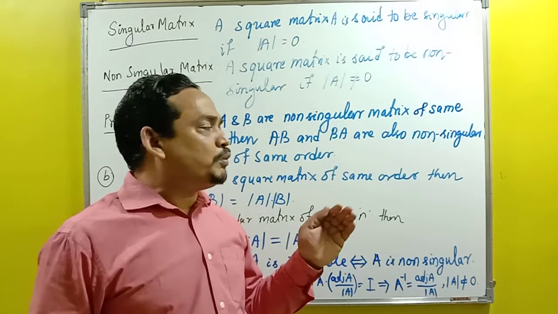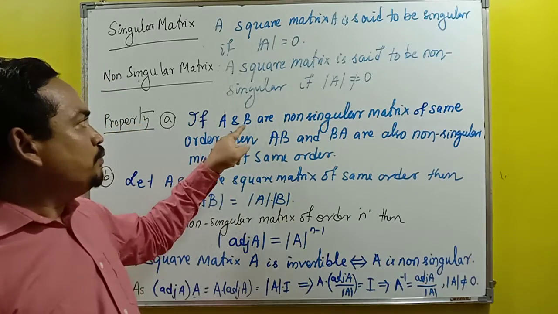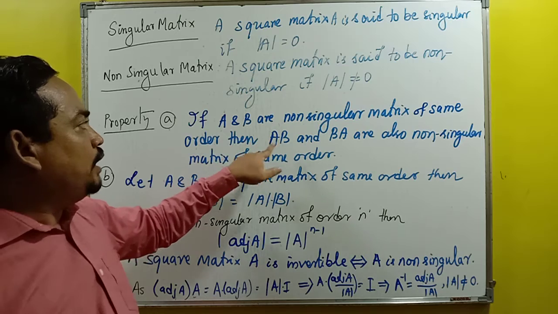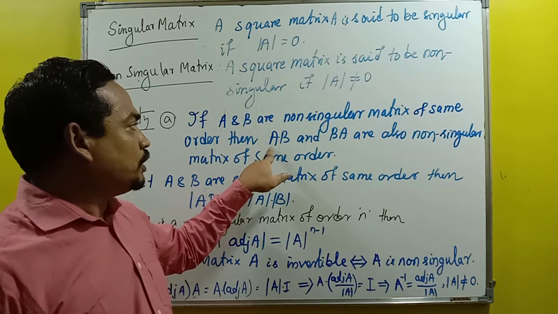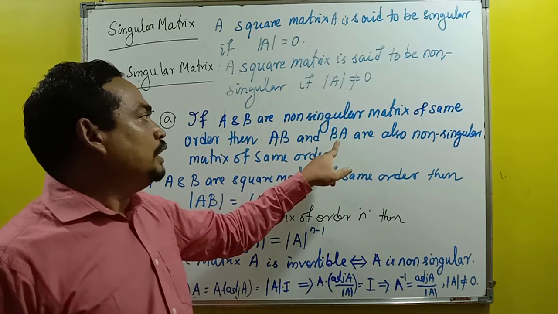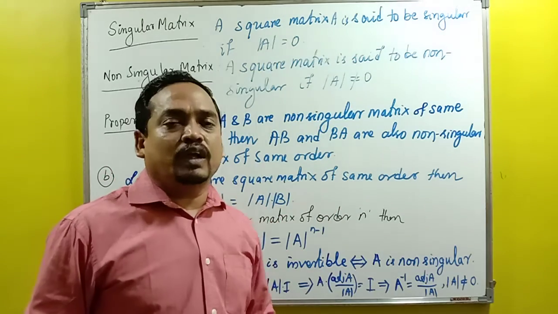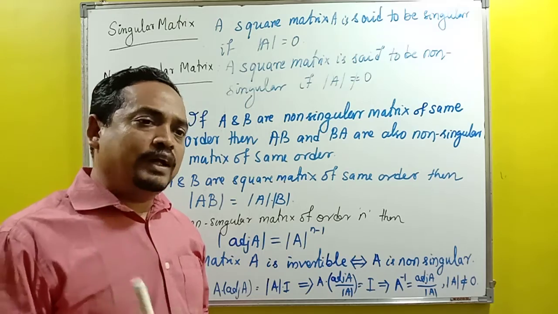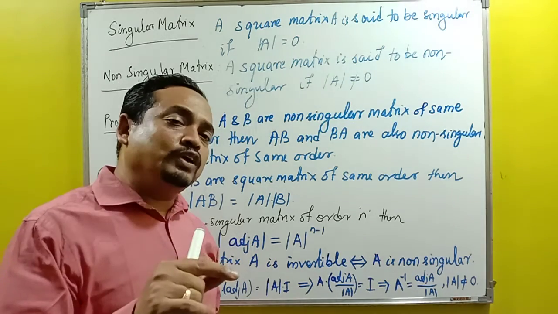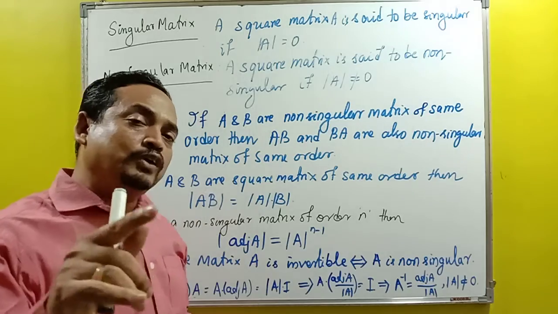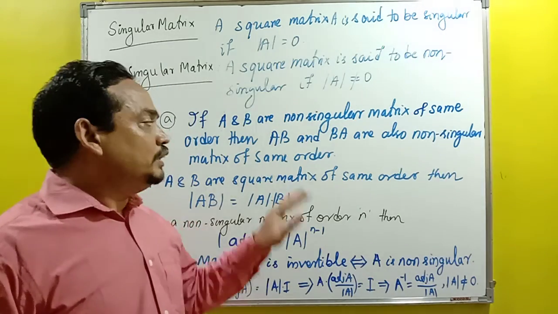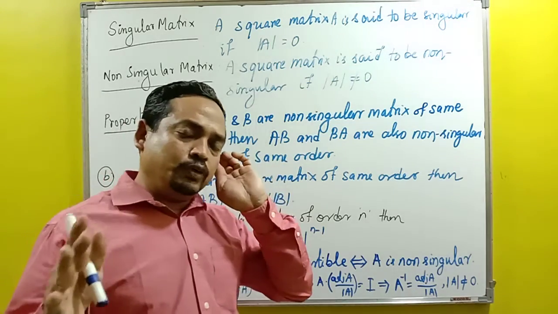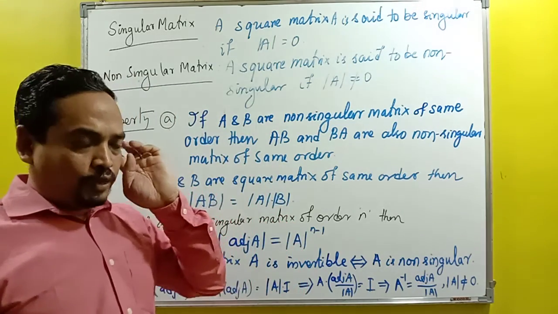Okay, so the first property is, if A and B are non-singular matrices of the same order, then AB and BA are also non-singular matrices of the same order. AB means the product of A and B. If A and B are third order and non-singular, then their product is again non-singular of the third order only. BA also will be third order non-singular. This is one of the properties to remember. These are very important for your short questions and competitive examination point of view.